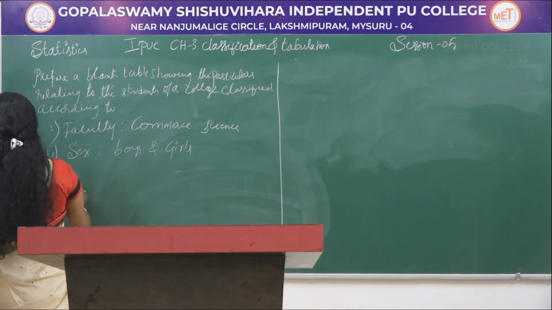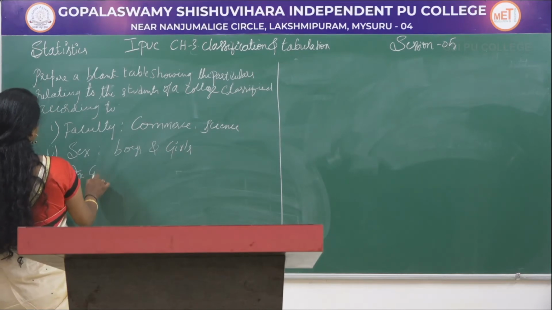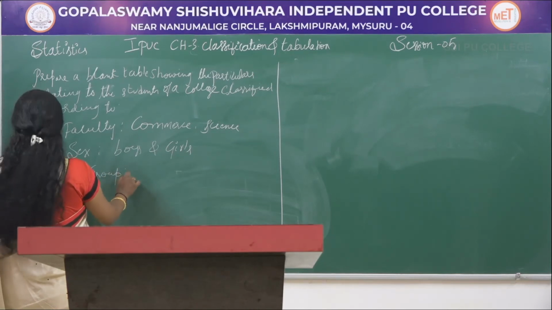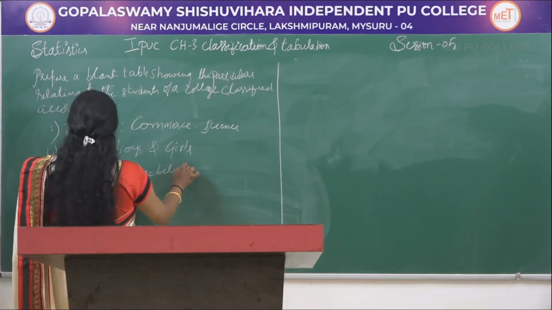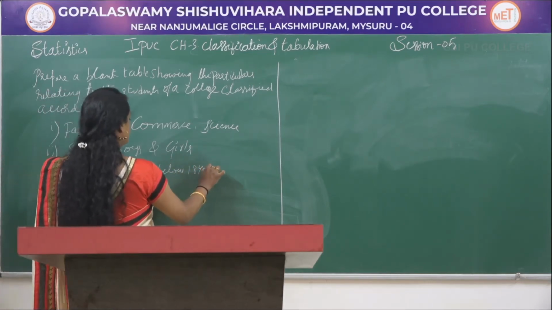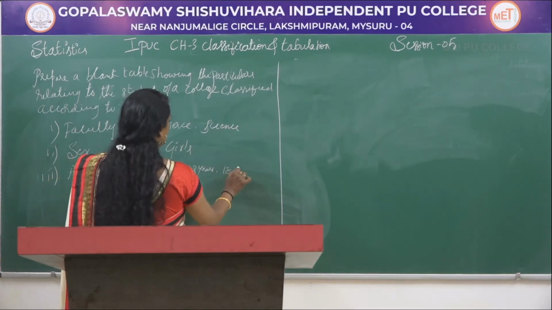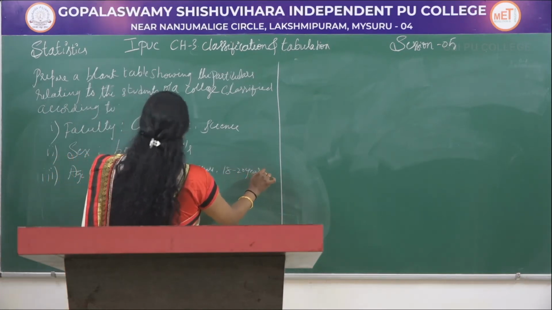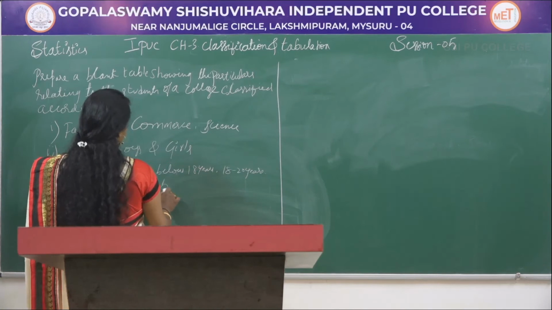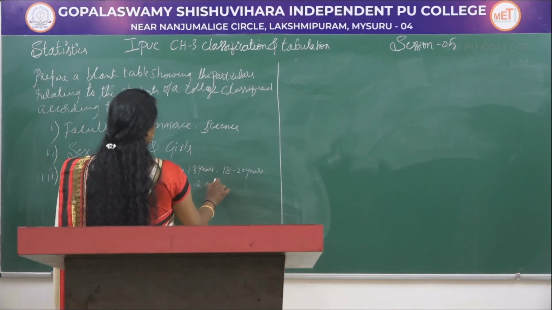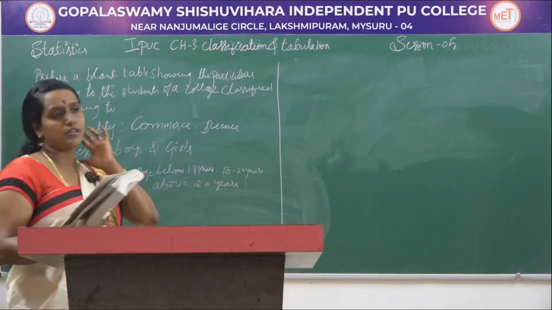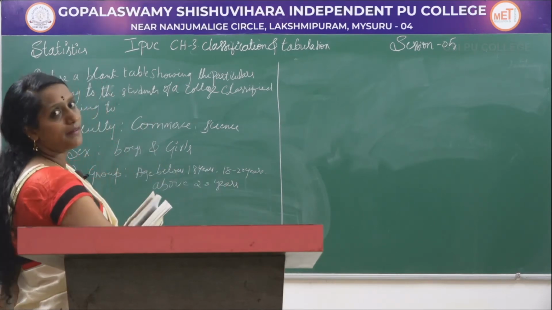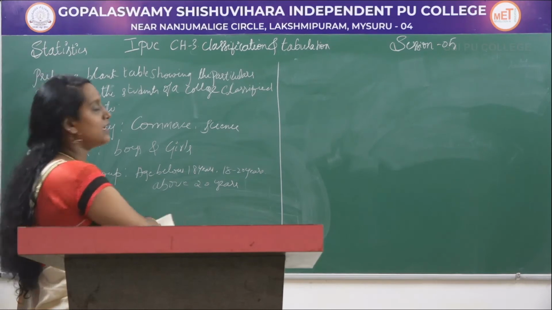And third category is age group. Age below 18 years, 18 to 20 years, above 20 years. So this is the data they have given. For this we have to draft a blank table.